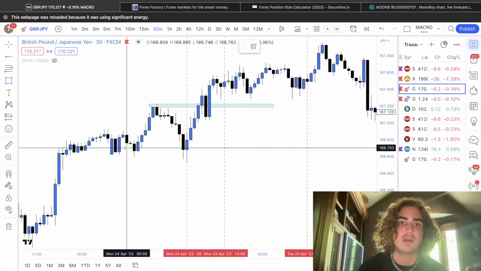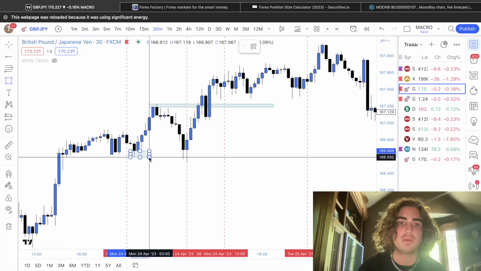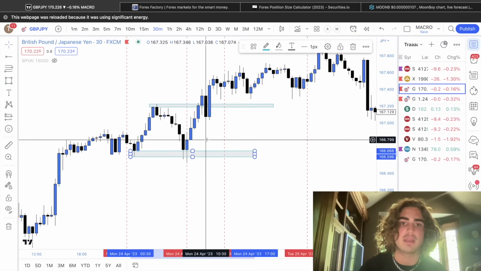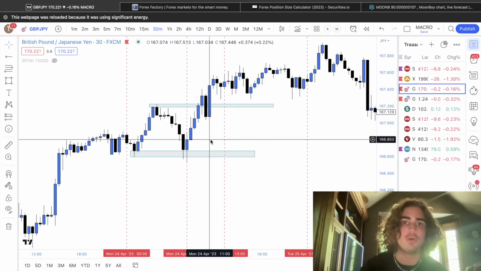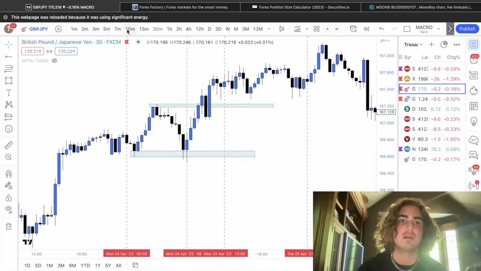Same thing with the lows. Right here, we have the lows of the session, boom, to the wick, just like that. Cool, cool. Okay, so we marked out Asian session's high, Asian session's low.